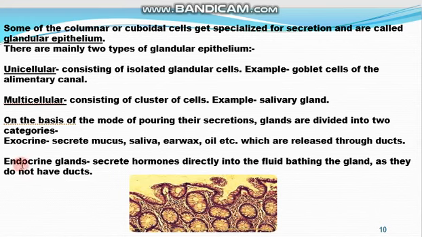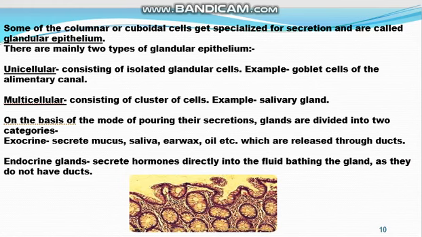And endocrine glands are also known as ductless glands because the secretion of endocrine glands is secreted directly into the fluid bathing the gland. So they don't have any ducts, so they are called the ductless glands. So these are the two types of glandular epithelium, based on the mode of pouring their secretion. So this is a diagram showing the glandular epithelium.